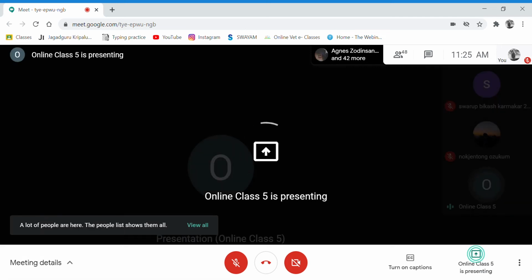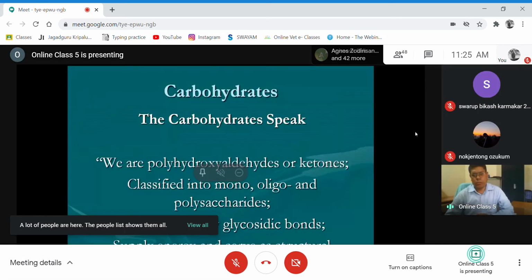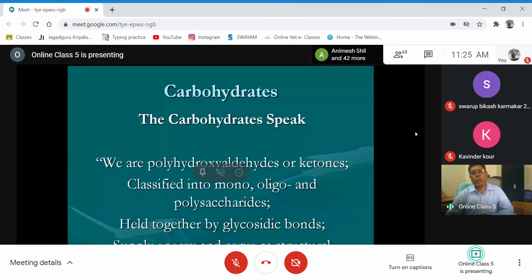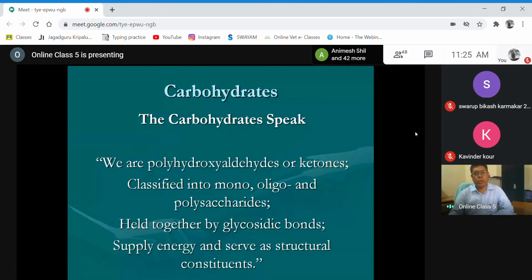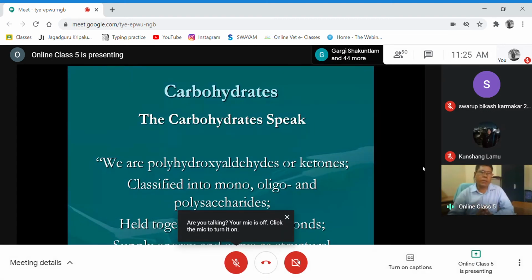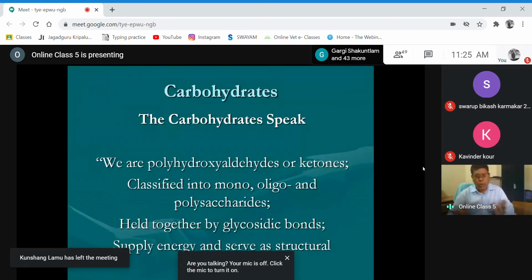Carbohydrates, if they contain more than one monomeric unit, then these are held together by glycosidic bonds. What is their importance in the body, or why are these carbohydrates important? It is important because it supplies energy to the living organism, and it also acts as a structural constituent. So this is just briefly the definition, or how carbohydrates are briefly described.